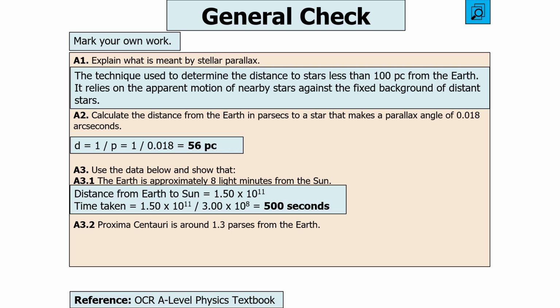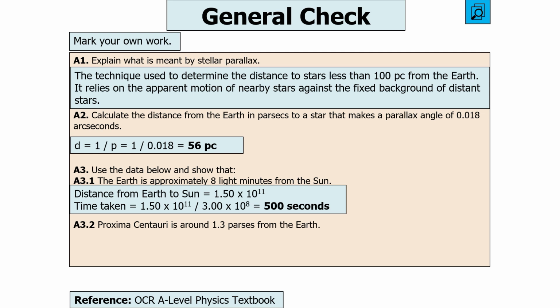The next one, you can work out the distance from the Earth to the Sun as 1 astronomical unit, so it's 1.50 times 10 to the 11 meters. So therefore the time taken is going to be 1.50 times 10 to the 11, the distance, divided by the speed of light, which is 3 times 10 to the 8, which is 500 seconds, which is approximately 8 light minutes. Then Proxima Centauri is around 1.3 parsecs from the Earth.